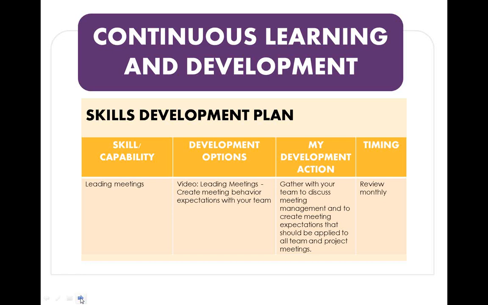So you gather with your team to discuss meeting management. You create different expectations that are expected and should be applied across the team and across different meetings. And you're going to review your progress monthly. Maybe it's redundant to do it on a weekly basis, but you're going to review your progress on a monthly basis. So that's just an example. Again, it's pretty simple, but that's the idea: to keep it simple so you're not overloading them with things that they have to work on, so they never feel like they've ever really achieved anything.